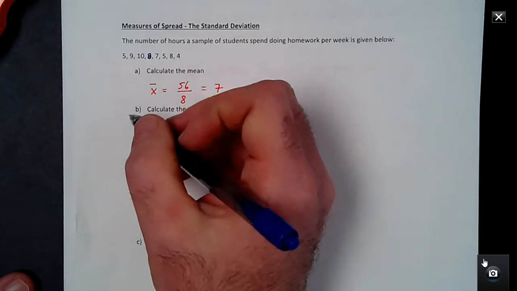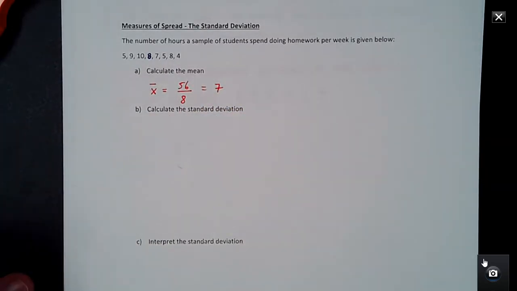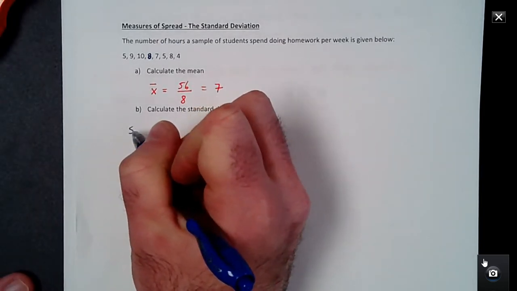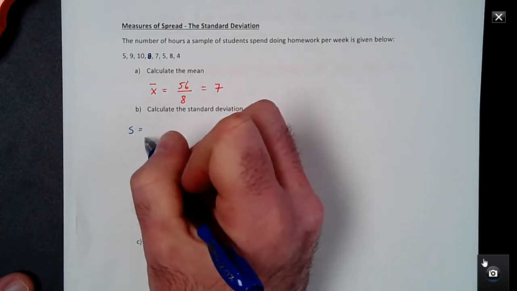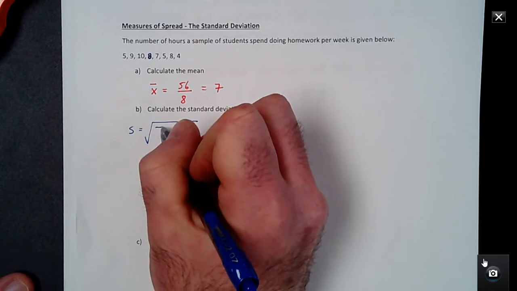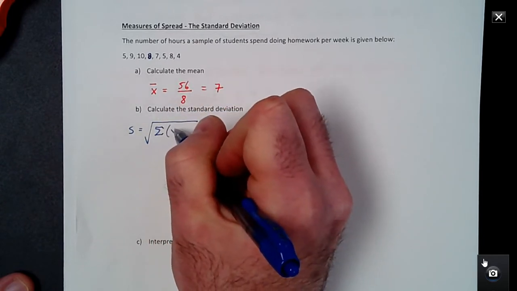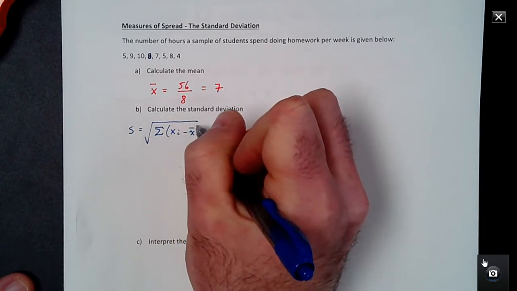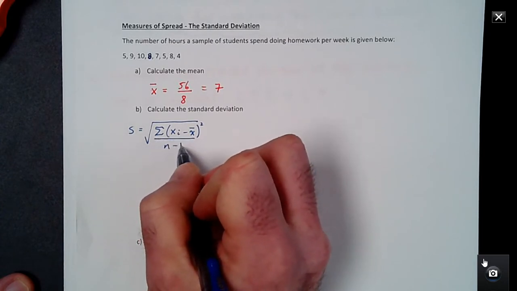Now the standard deviation has a formula that looks a little complicated, but I'm going to take you through it and show you that it's not that bad. So the formula looks like this. First of all, S represents the sample standard deviation. And then to calculate it, you're going to take the square root of the sigma sign, and then we'll say xi minus the mean, x bar, all squared, all over n minus 1.